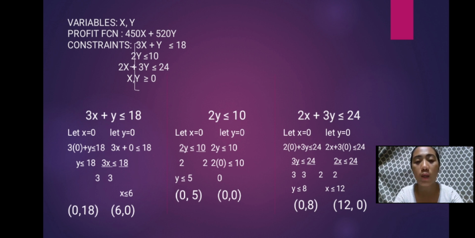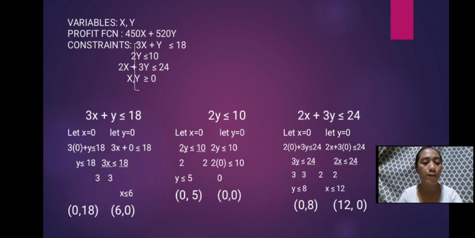Then we let y equal 0. So 2x plus 3 times 0 greater than or equal to 24. So the answer is 2x greater than or equal to 24. To remove 2, we need to divide both sides by 2. So 2x over 2 greater than or equal to 24 over 2. So the answer is x greater than or equal to 12. So our points for finishing labor are (0, 8) and (12, 0).